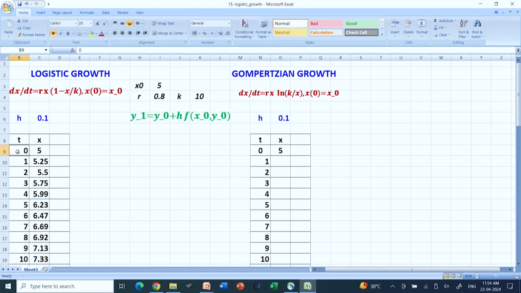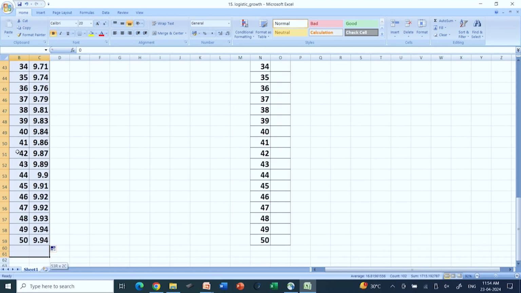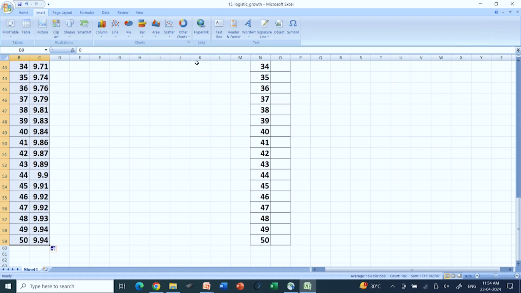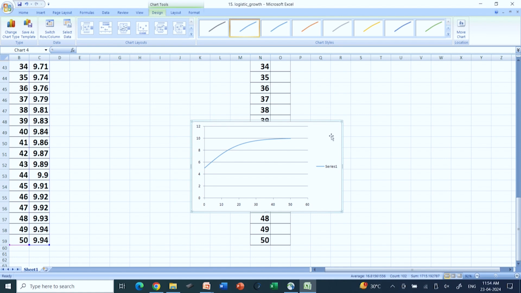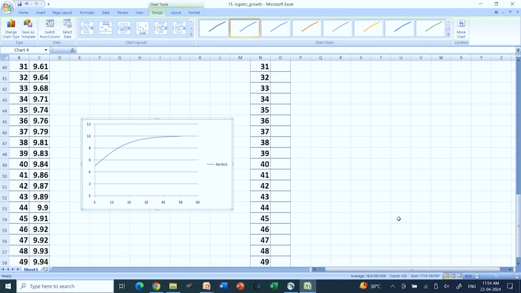So if I want to plot this, I come up to here, I go to insert, go to scatter and I plot this. So I get something like this. The same I can do with the Gompertzian one.